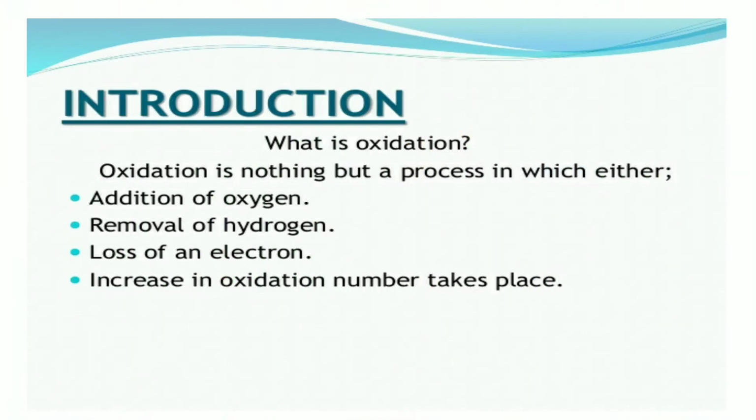What's oxidation? Oxidation is nothing but a process in which either addition of oxygen takes place, or removal of hydrogen takes place, or it may be the loss of electron and increase in oxidation number. Mostly in organic chemistry, in organic reactions, oxidation can be done by either addition of oxygen or removal of hydrogen, or both of these. And in case of inorganic reactions, oxidation is a loss of electron and also an increase in oxidation number.